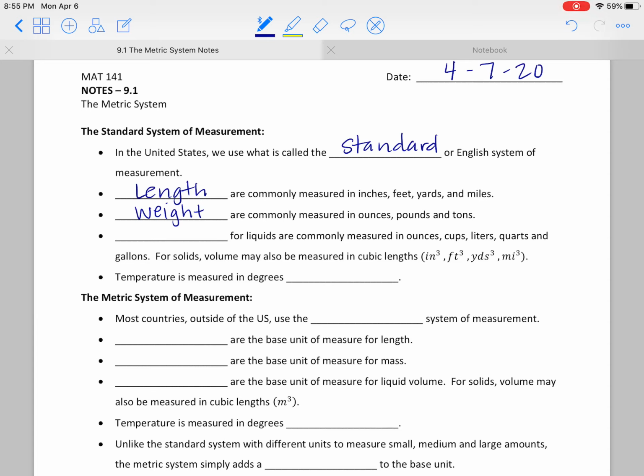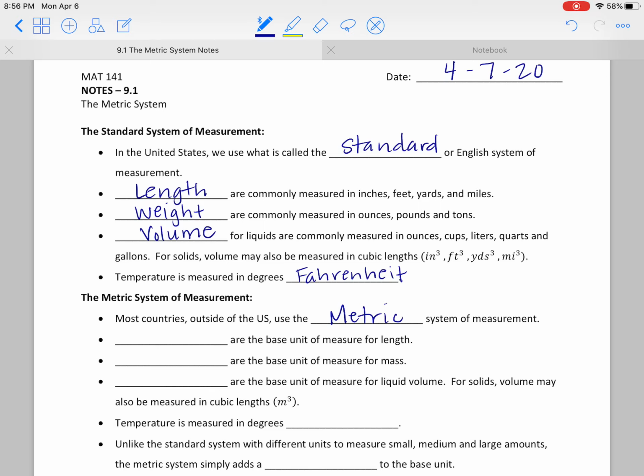If we're measuring in ounces, pounds, and tons, then we are measuring weight. Again, a really small weight we would measure in ounces, a little larger in pounds, and then really heavy we'd measure in tons. And then for liquids, we commonly measure the volume of those liquids in ounces, cups, liters, quarts, and gallons. If we're looking for volume of a solid, then we're going to be using cubic lengths like inches cubed, feet cubed, yards cubed, miles cubed. These are all, again, for measuring volume. And then temperature in our standard or English system, we know, is measured in degrees Fahrenheit. And we're going to talk more about temperature in 2 lessons from now, okay? So that's our standard unit of measure.